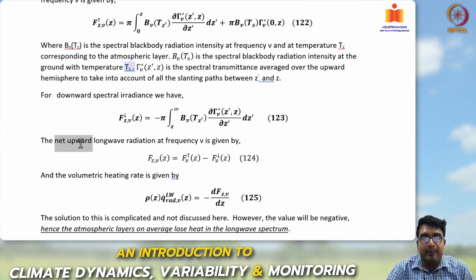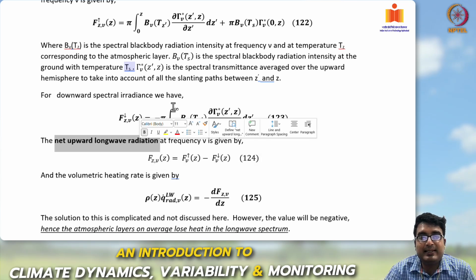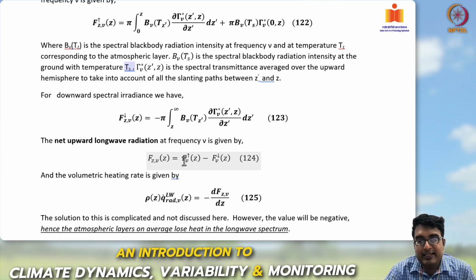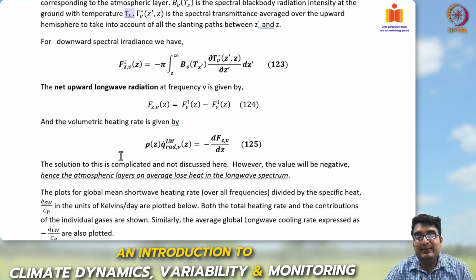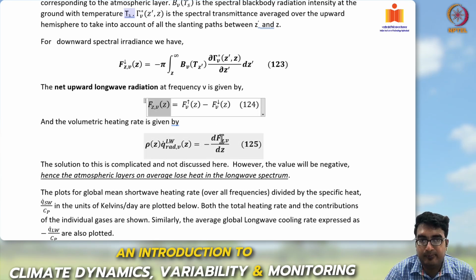Then the net upward long wave radiation is the difference between these: the net upward radiation flux minus the net downgoing radiation flux at any station z in the altitude. That is the net upward long wave radiation. And then as before, the volumetric heating rate for the long wave radiation, q dot radiation nu long wave into rho z, is the negative of the gradient of this term, minus dF z nu by dz. Fine.